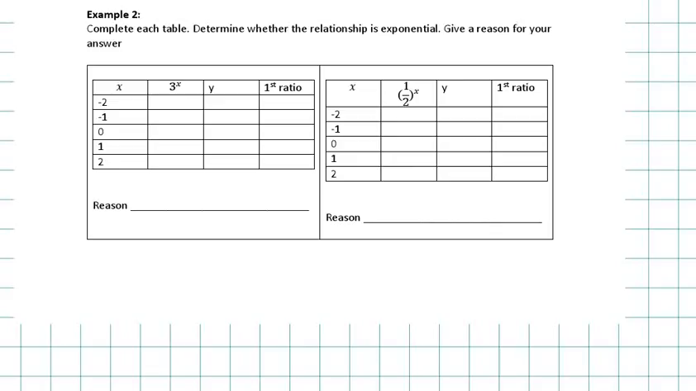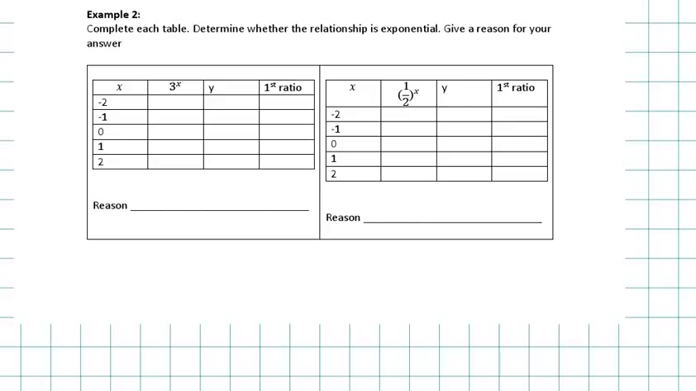So using the table of values, in this case, they gave you the x values. They gave you the function, so it's 3 to the power of x. What can you tell me about this function? What kind of function is it? It's exponential, right? But we're going to have to prove it using the table of values.